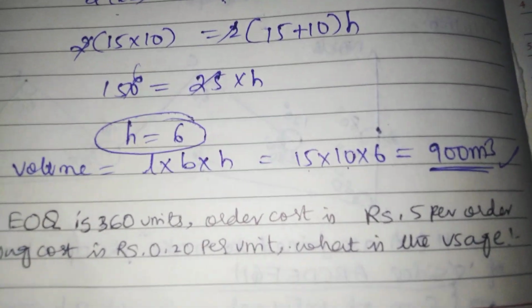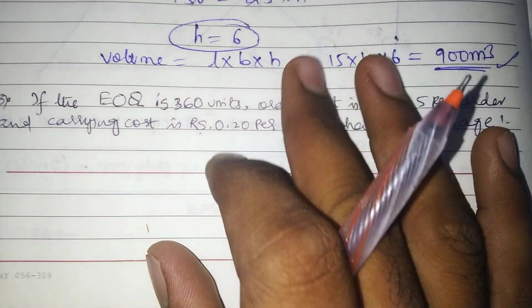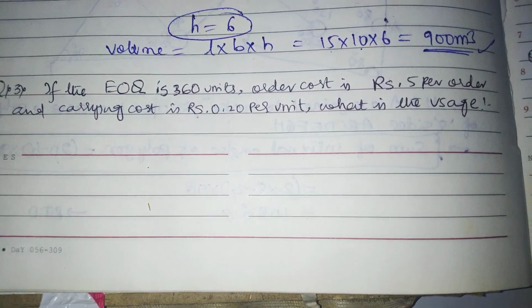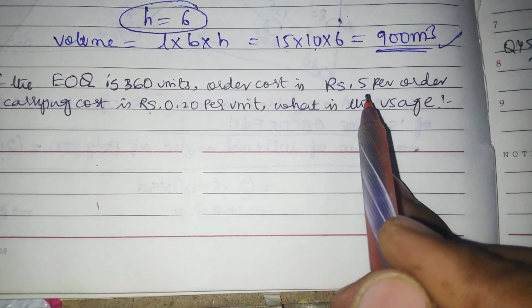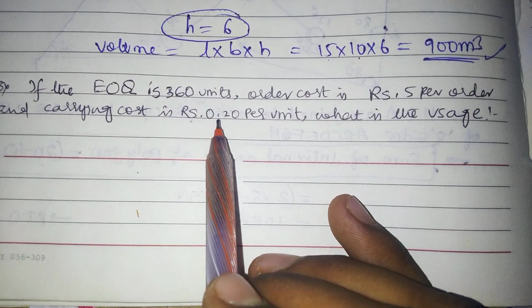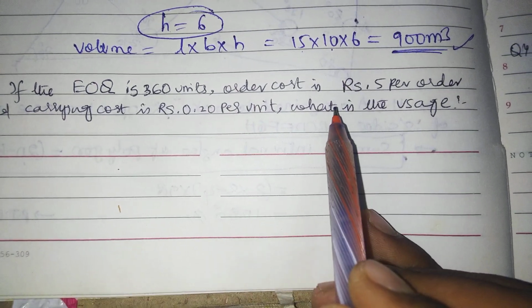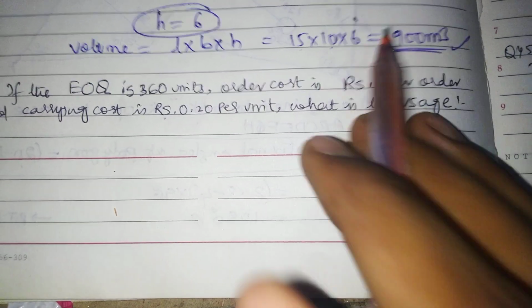We go for another question. If the EOQ, economic order quantity, is 360 units, the order cost is 5 per order and the carrying cost is 0.2 per unit, what is the usage? So we have to calculate the usage.